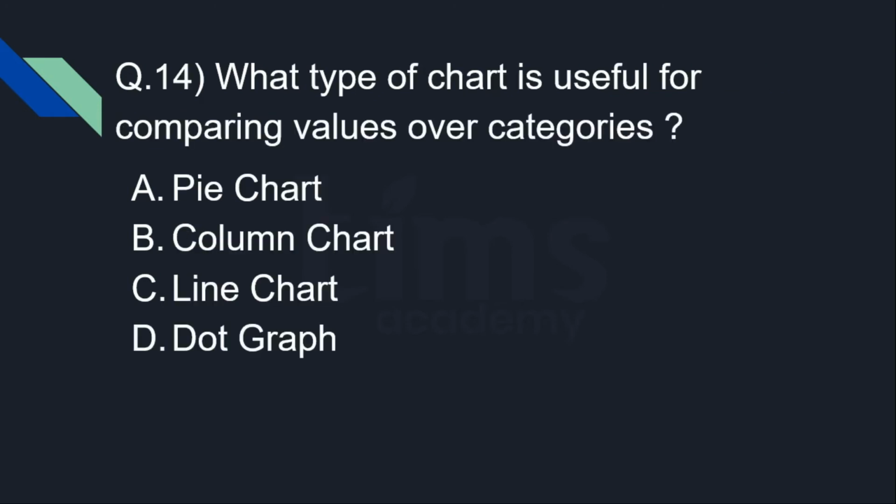Question number 14. What type of chart is useful for comparing values over categories? Option A, pie chart; option B, column chart; option C, line chart; option D, dot graph. The answer is option B, column chart.